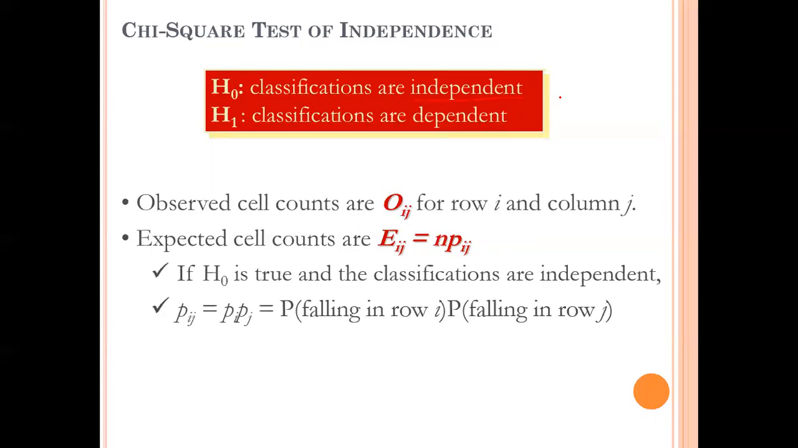But for the alternative hypothesis, we are going to assume that the variables are related to each other, or that the variables have a significant relationship between each other.